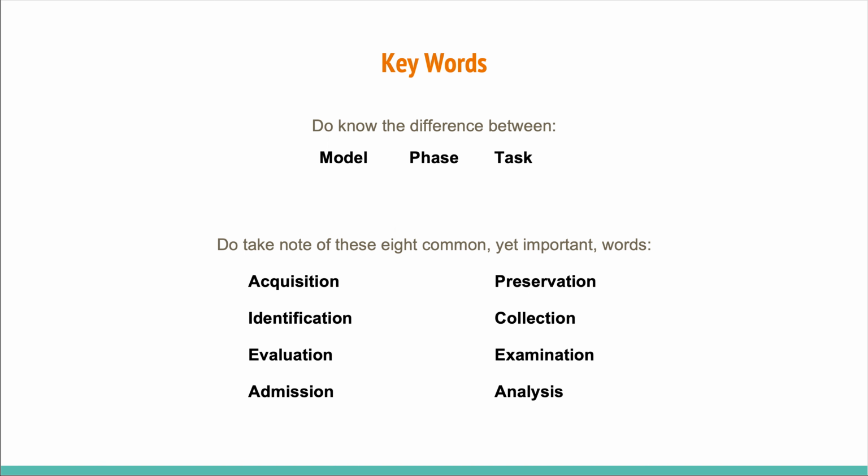And while there are many words being used in these tasks and phases, there are 8 common words that you should keep an eye out for throughout this presentation. Those being accusation, identification, evaluation, admission, preservation, collection, examination, and analysis. These words come up in many different models and may have different roles or different effects depending on their placement within the model itself.